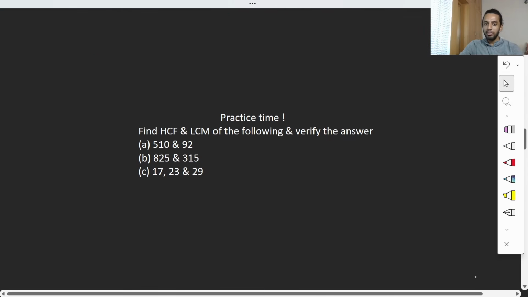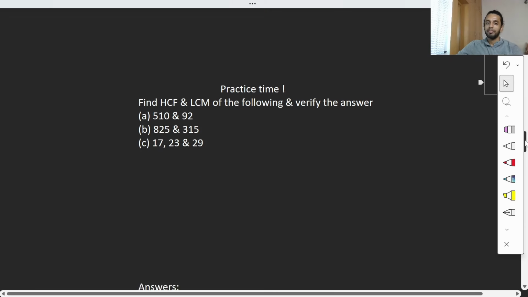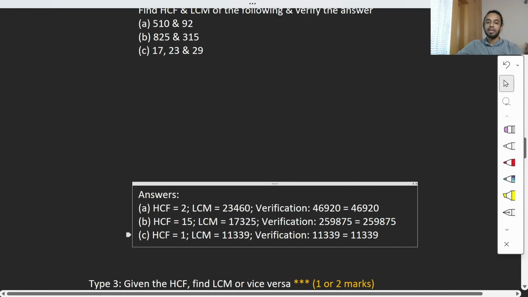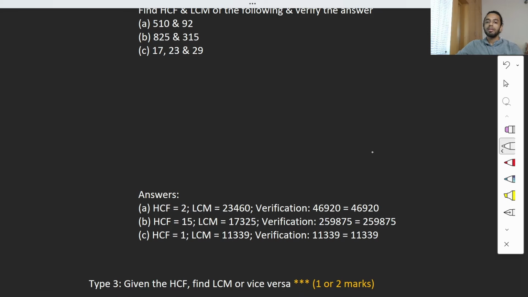Now it is practice time. You may pause the video and try these 3 problems. Now it's the answers time. You can see these are the answers. Part C was given intentionally, because as I said in the previous part, when 3 numbers are given, usually the verification doesn't hold good. But here in this problem, the verification holds good because the 3 numbers are coprimes.